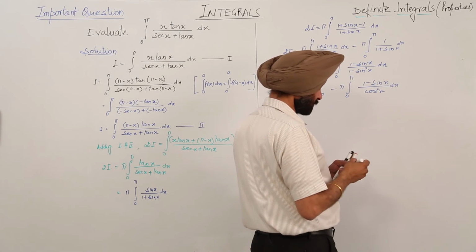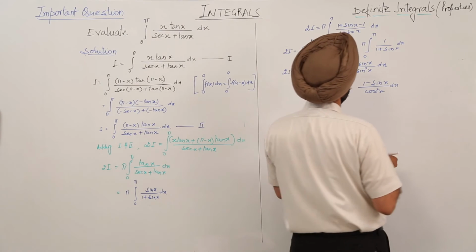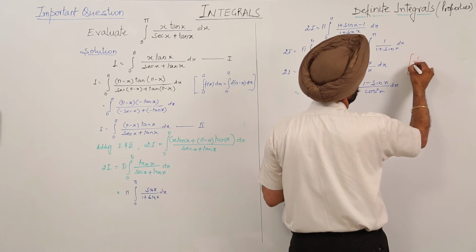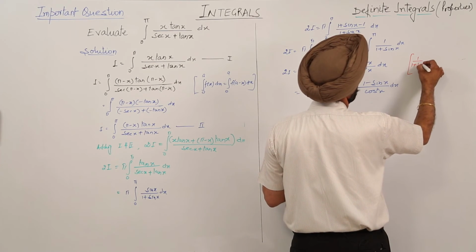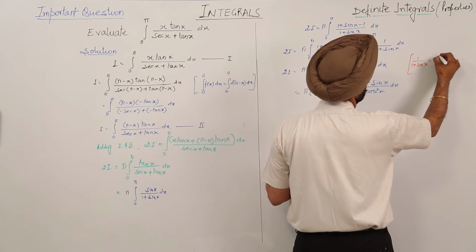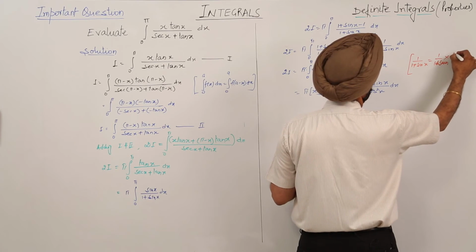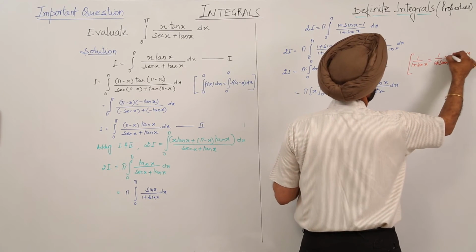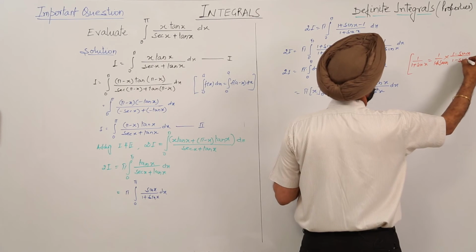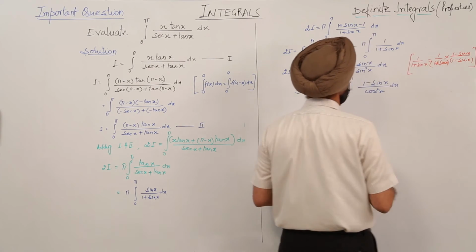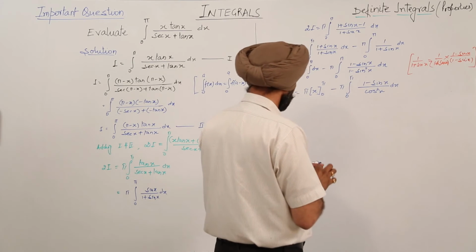Okay, now just for your small recap, I can write 1 upon 1 plus sin x is equal to 1 upon 1 plus sin x into (1 minus sin x) upon (1 minus sin x). Okay, this part.